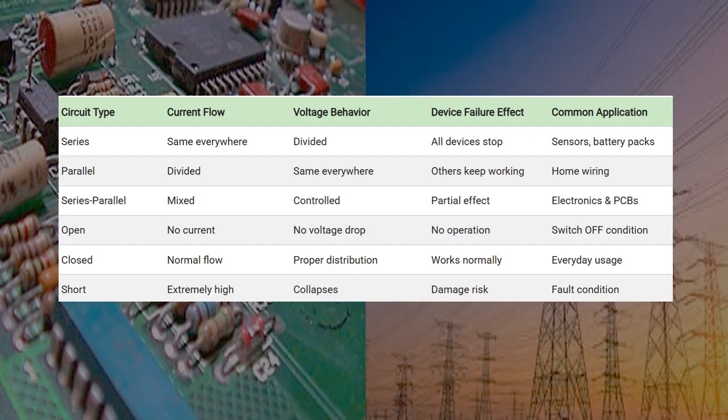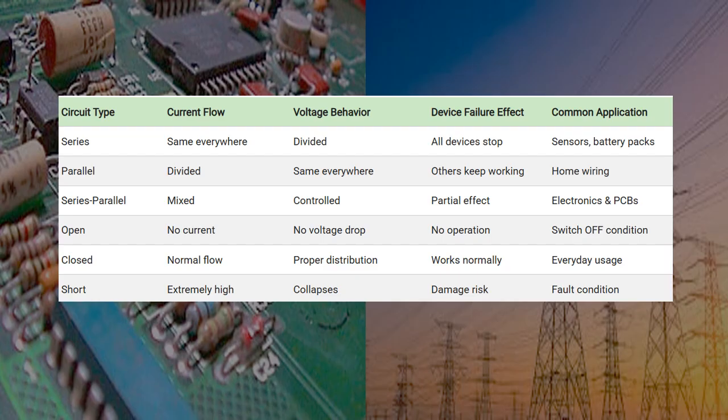Parallel circuit: the current is divided and the voltage is the same. When there is a fault in one branch, the others keep working. Applications are home wiring and industrial applications. Series-parallel is a mixed circuit, both parallel and series. The voltage is controlled. On device failure, there is a partial effect, meaning the parts that are in the series circuit will go off. Some applications are in electronics and printed circuit boards, or PCBs.